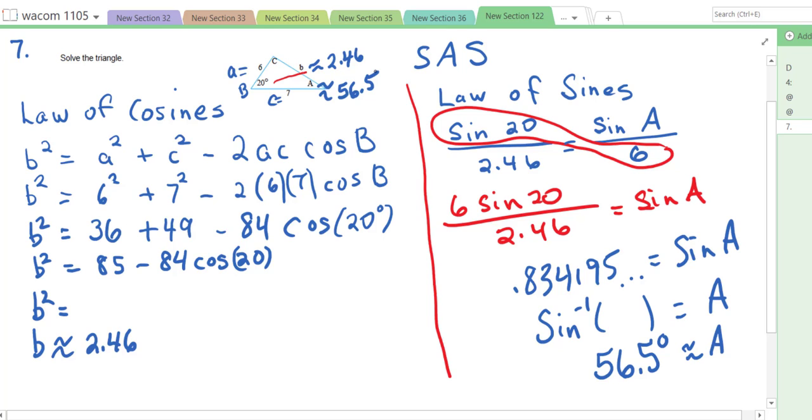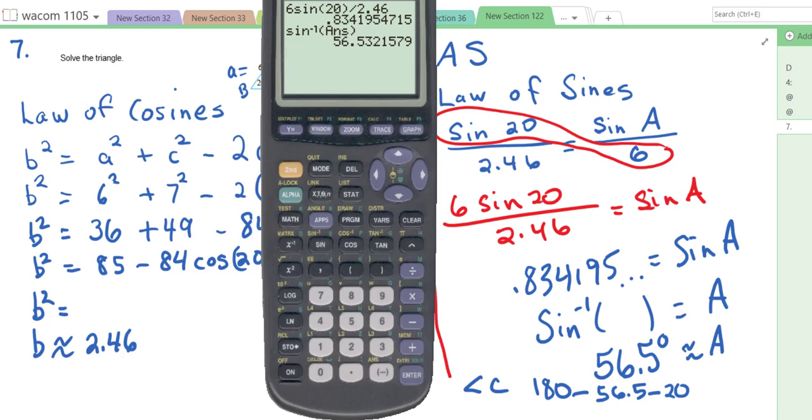For the other angle, I would just add up all the angles to be 180. So to get angle C, it's 180 minus 56.5 minus 20. A quick calculator: 180 minus 56.5 minus 20, enter, 103.5.